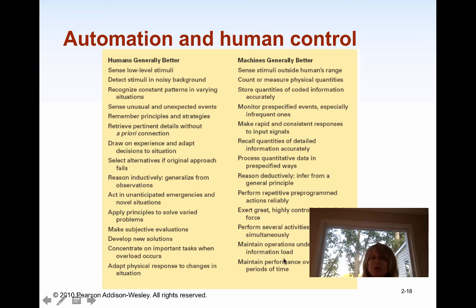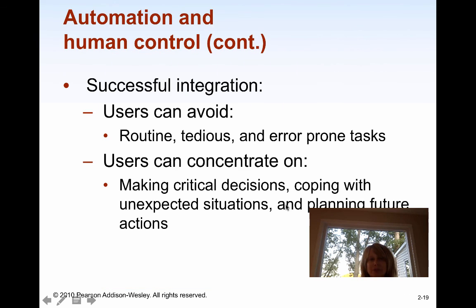The one thing to remember about the computer is the computer has to be programmed by a human to do everything it has to do. Even when computers learn, it's only based upon information that humans have given it. So users can avoid certain things. There are certain tasks that we give computers: mathematics, adding, subtracting, dividing, percentages, routine error-prone tasks. Computers are perfect for those. And this allows us humans to concentrate on critical decisions, coping with unexpected situations, and planning future actions.